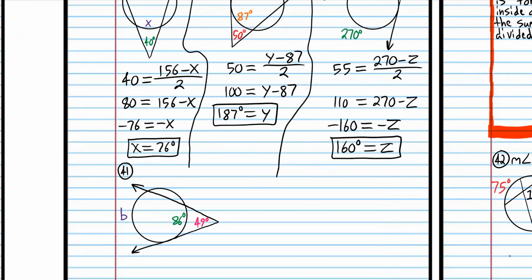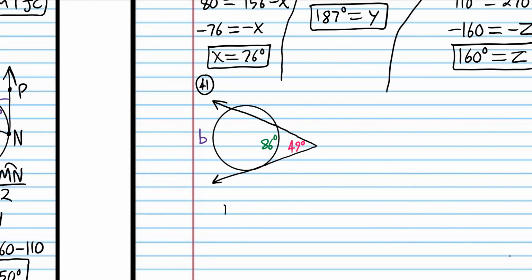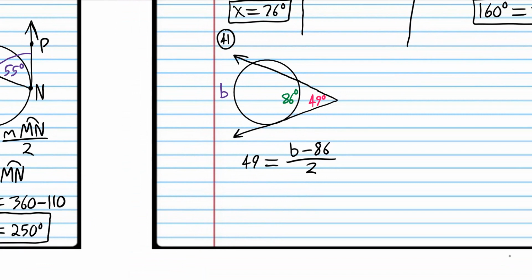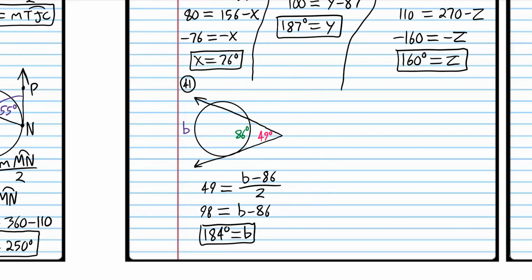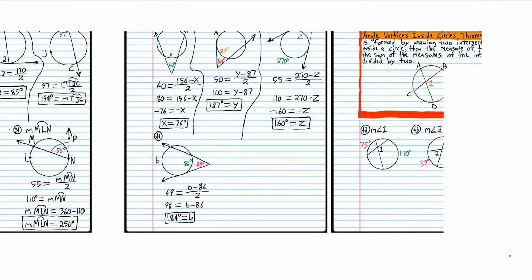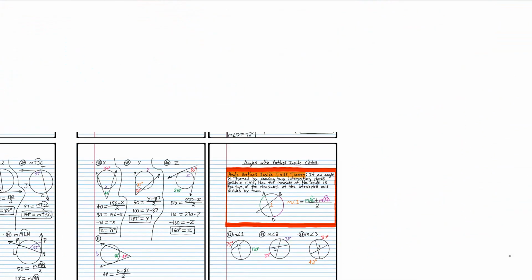All right, we're back. The angle is equal to b minus 86 over 2. Multiply both sides by 2, and we get 98 is equal to b minus 86. And if we add 86 to both sides, we get 184. So b is equal to 184 degrees. If you got that answer, good job.